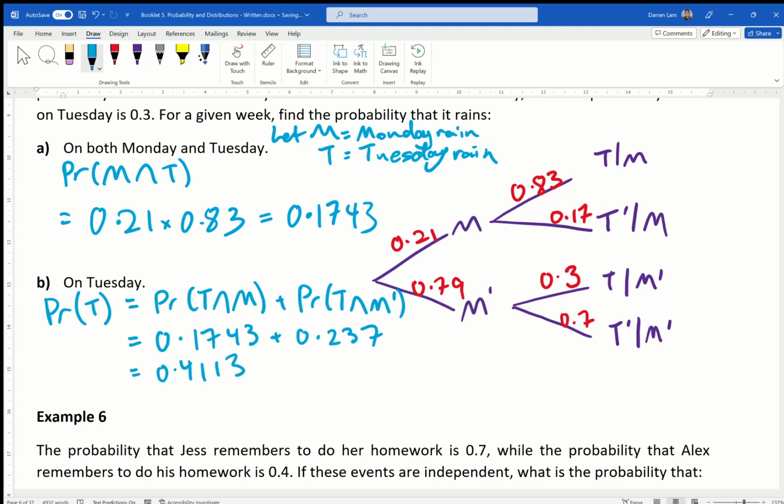You can do example 6 in your time if you'd like. So did the 0.237 come from 0.3 times 0.7? Yeah. Any questions? Great.